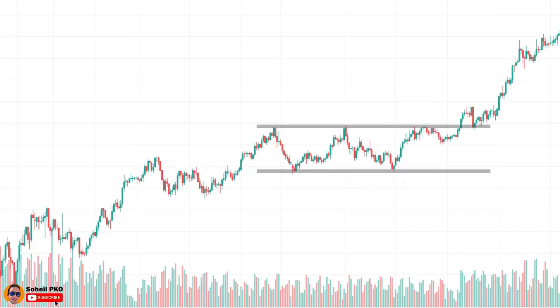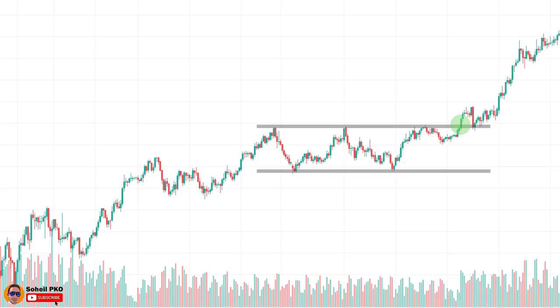Alright, getting back to our rectangle. Rectangle is a continuation pattern, which means that it forms in the middle of a trend. It's actually a pause in the middle of a trend, and after that, the trend continues. Actually, the pattern is complete when a breakout happens, so we wait for the breakout, and it can happen either up or down, but statistically, there is more probability to have the breakout in the direction of the prior trend.